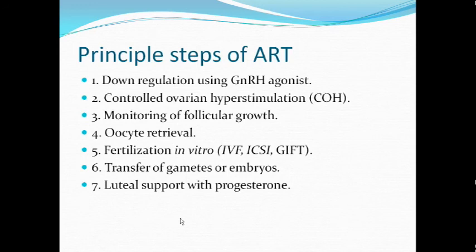Because this is the last class, I am going through it. First step, down regulation using a GnRH agonist to suppress the natural cycle, that is, to suppress the pituitary. Second, ovulation induction, which is known as controlled ovarian hyperstimulation.